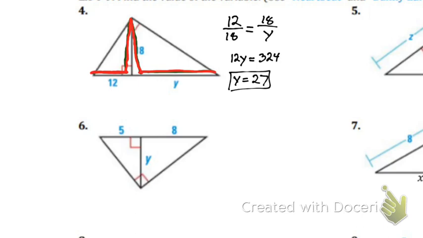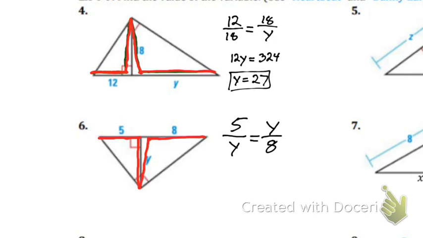All right, number 6 is very similar. I'm looking for y. So if we kind of picture our heartbeat method, it would go 5 over y equals, and we come back down, y over 8. Yeah, sorry. Is it always left to right?